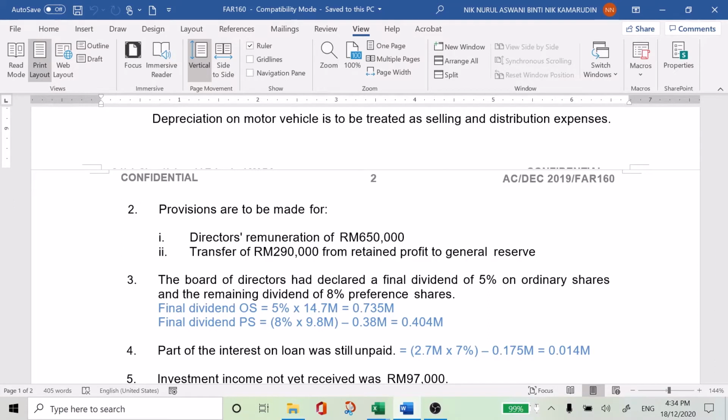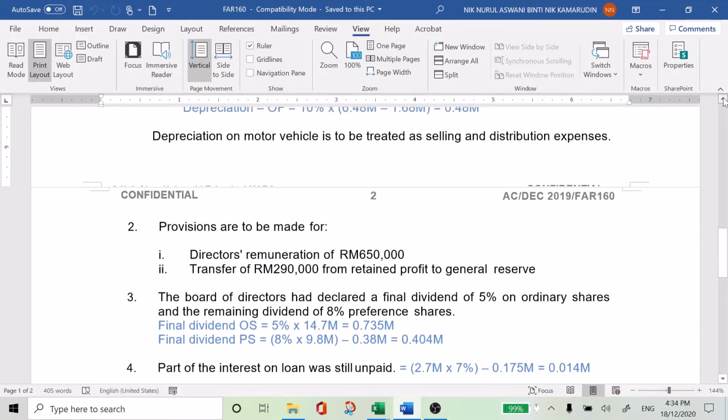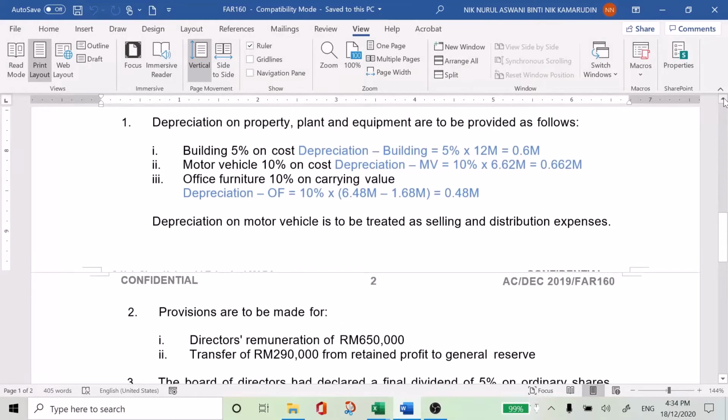Same amount, 650,000. And then to transfer 290,000 from retained profits to general reserve, meaning that we are going to take out this amount of money from retained profits account and then transfer to general reserve. We are going to minus from retained profits and then add in general reserve. So while we go through this adjustment, why not I show you how I transfer this information to the template, starting from depreciation. I'm going to put this side by side.